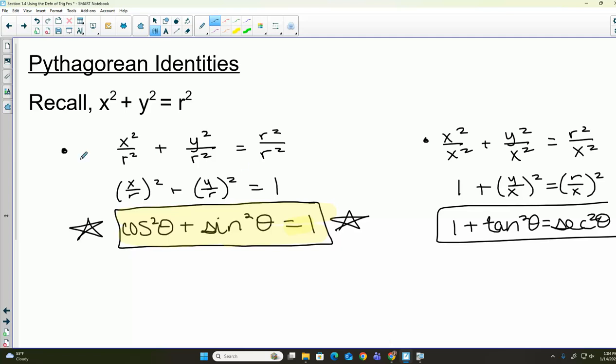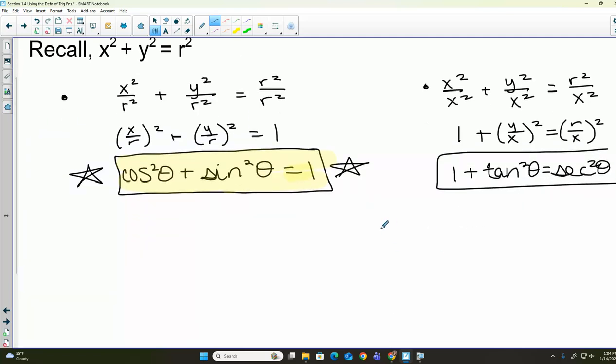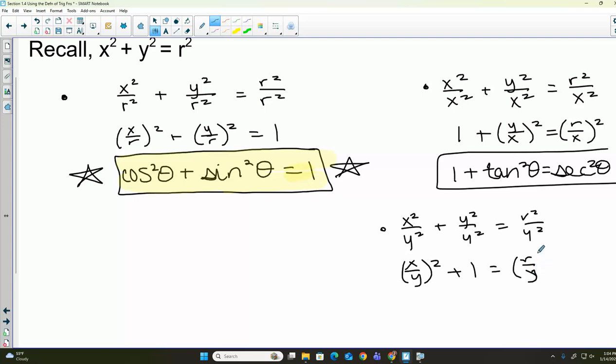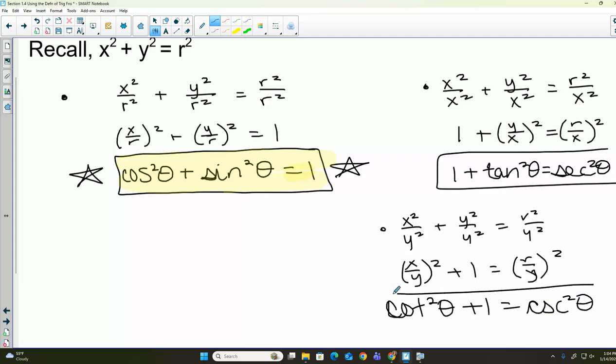How do you think I would get the third one? Divide everything by y. So that's like x over y squared plus 1 equals r over y squared. What's x over y? What's r over y? Cosecant. So that's the third one that you are free to use, but I won't make you use.